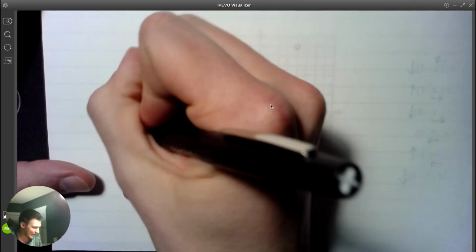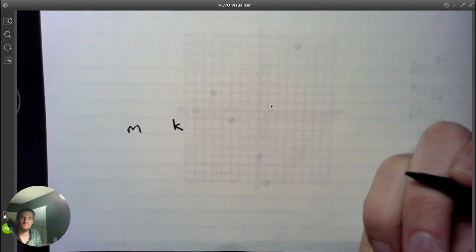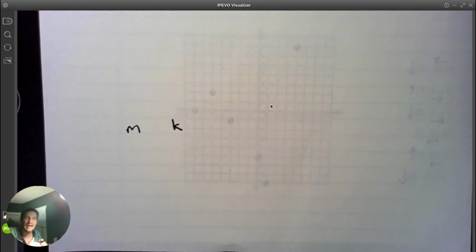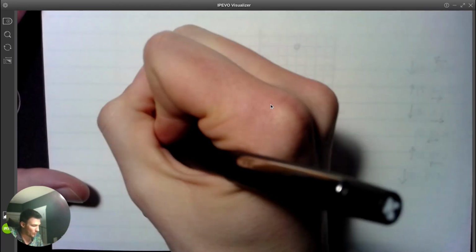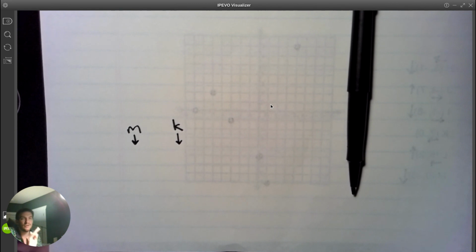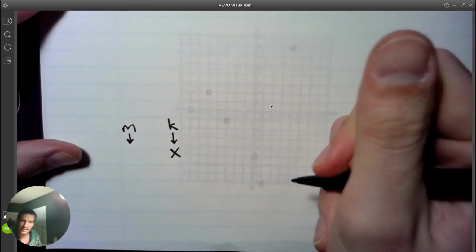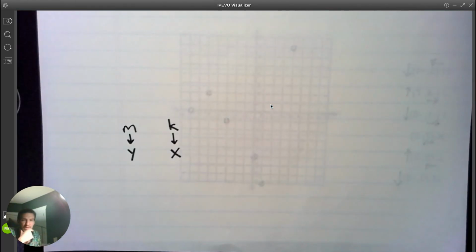So, let's play a little game down here. If we have M and we have K, let's just say we're doing a question that has the M and it has the K. We need this to be XY. So, which one of these are we going to turn into the X? The first letter in the alphabet has to be X. A, B, C, D, E, F, G, H, I, J, K. K comes first. So K has to be the X. And the M can be the Y.